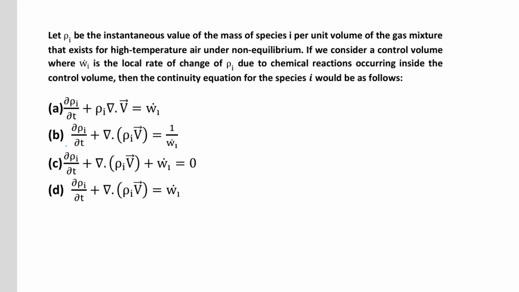Option A: dou rho i upon dou t plus rho i del dot v vector equal to wi dot. Option B: dou rho i upon dou t plus del dot rho i v vector equal to 1 upon wi. Option C: dou rho i upon dou t plus del dot rho i v vector plus wi dot equal to 0. Option D: dou rho i upon dou t plus del dot rho i v vector equal to wi dot. So we have to tell the species continuity equation. So which one will be the correct equation?